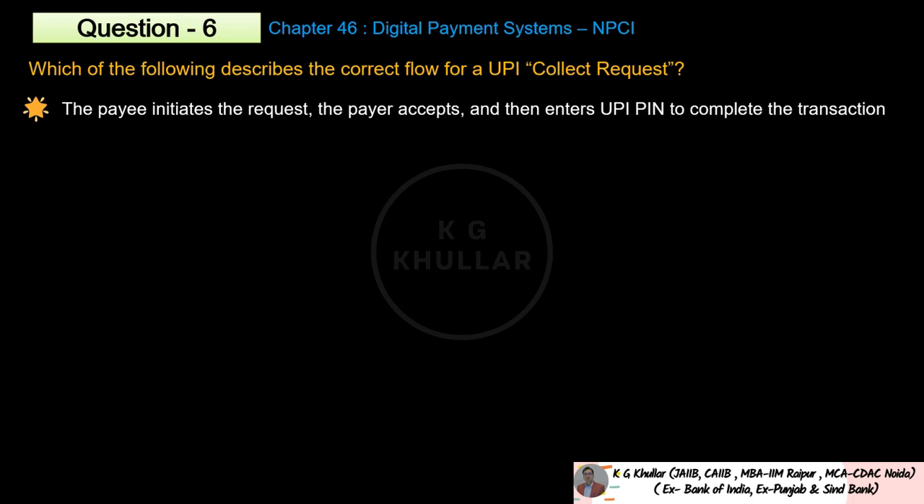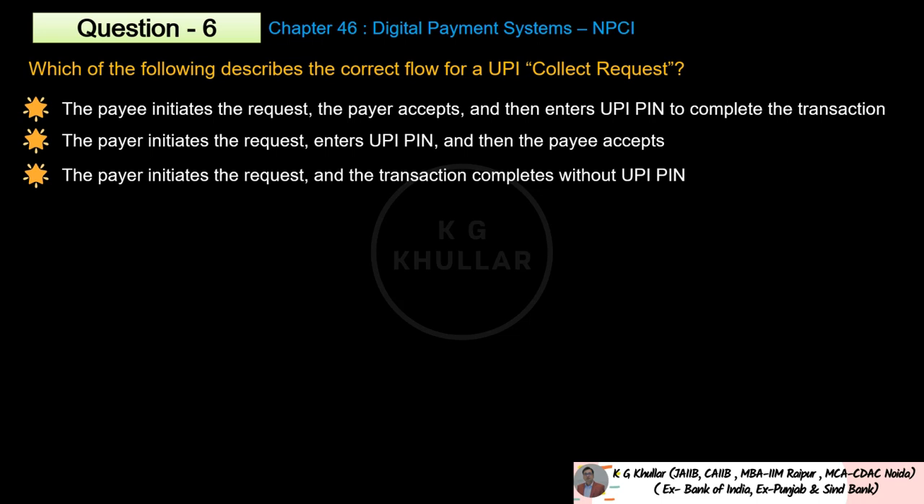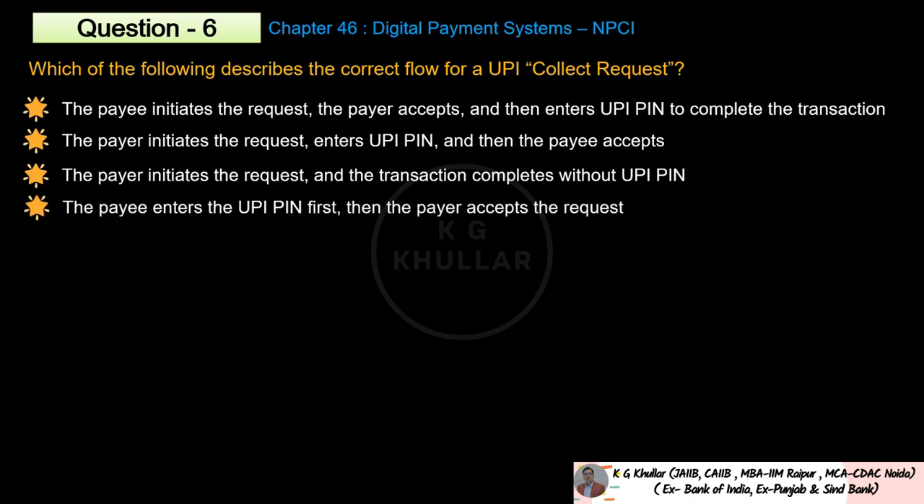That is, first option is the payee initiates the request, the payer accepts and then enters UPI pin to complete the transaction. Then second option B is the payer initiates the request, enters UPI pin and then payee accepts. Then third option C is the payer initiates the request and the transaction completes without UPI pin. And last option D is the payee enters the UPI pin first, then the payer accepts the request.